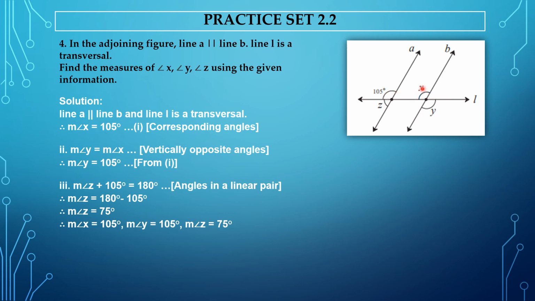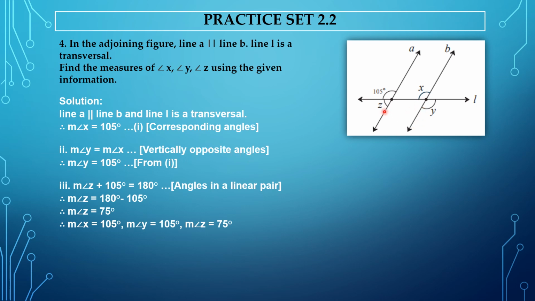Now you can see angle X and angle Y. They are vertically opposite angles. You have learnt in your previous standard that vertically opposite angles are also equal. So you got the measurement of angle X in the previous part, that is 105. So measurement of angle Y is equal to 105 degrees, because vertically opposite angles are also congruent.